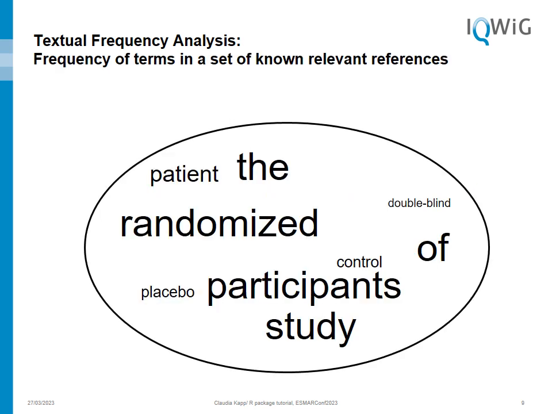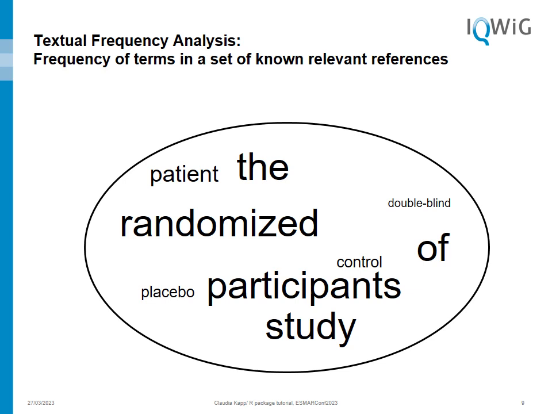Having identified a test set, the next step is the frequency analysis of terms in this gold standard of references. This is to see which words occur in all or most of the references that we aim to find in the systematic search. For example, in this fake word cloud, participant and randomized appear equally frequent, and one might thus expect them to be equally good search terms.